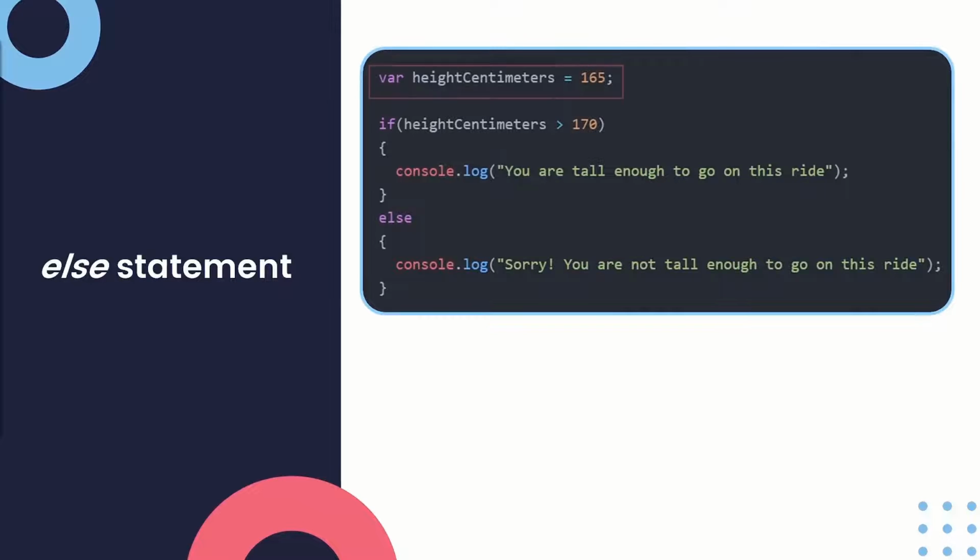Now I've maintained the same variable on top where my height in centimeters is 165. The scenario remains the same. However, my first if condition changes. So I've changed it from 160 to 170.